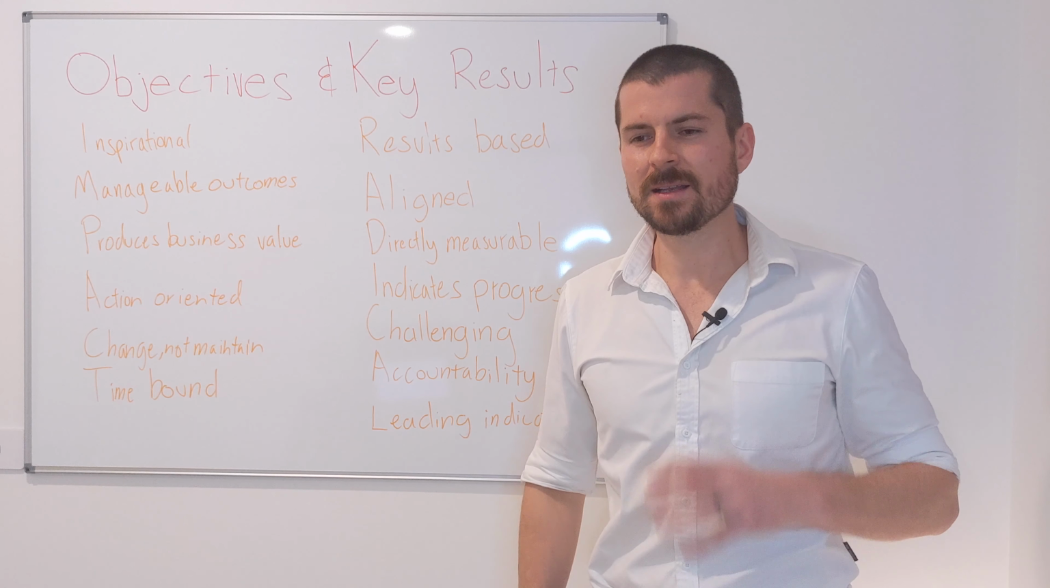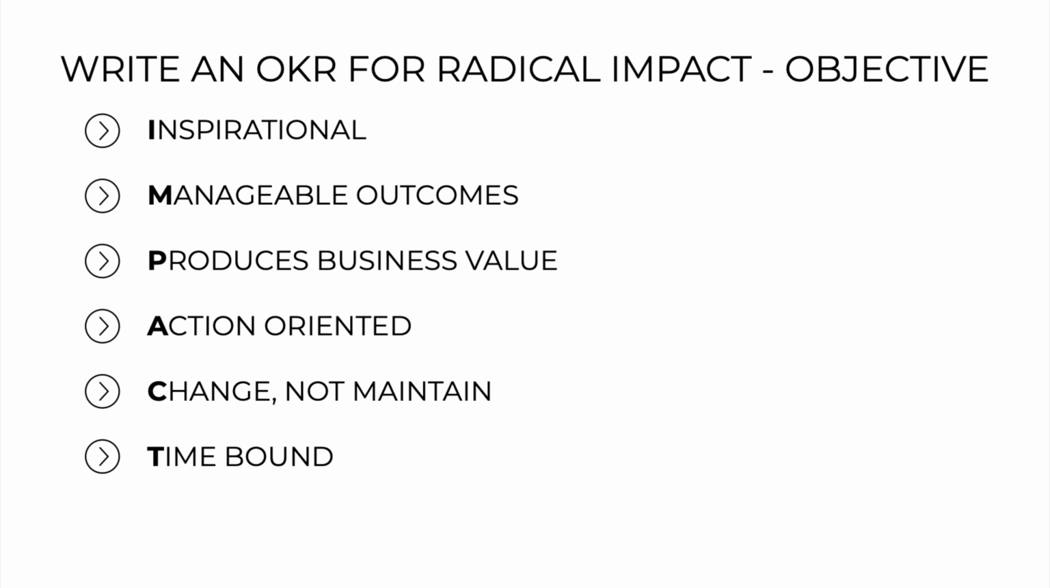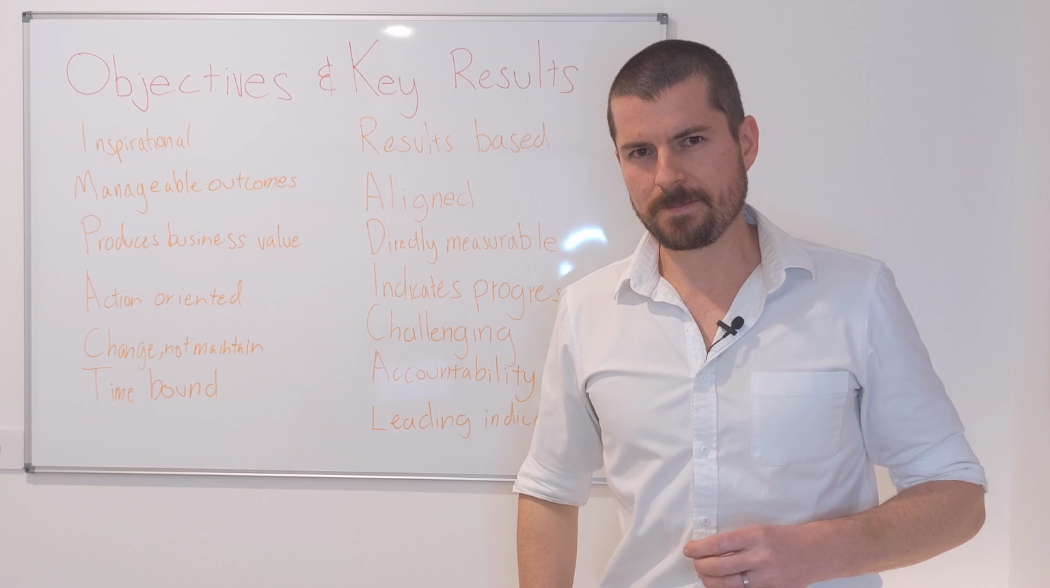Let's start with the first, inspirational. It's got to inspire people. It's got to connect people to that bigger picture message. The next we look at is manageable outcomes. We've got to make sure that what we're talking about here is achievable. It can't be something like a vision statement or something that's just so far out there people can't grasp. We've got to make sure that it produces business value.